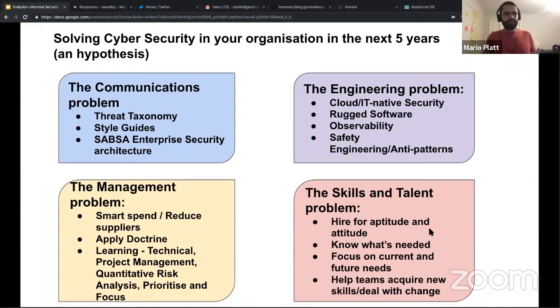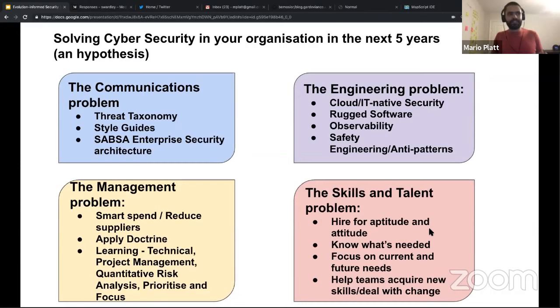In learning, learning is not education, learning is not college degrees, learning is learning, right? It is having skills that can actually allow you to do a job. So it needs to be technical, project management, quantitative risk analysis, and on prioritization and focus. So not the 614 things, but focusing on objectives that we can have as coherent objectives across different teams, so we actually have a standing chance.